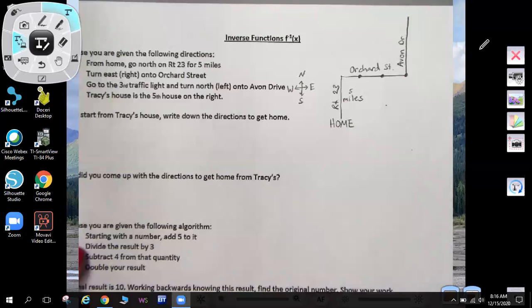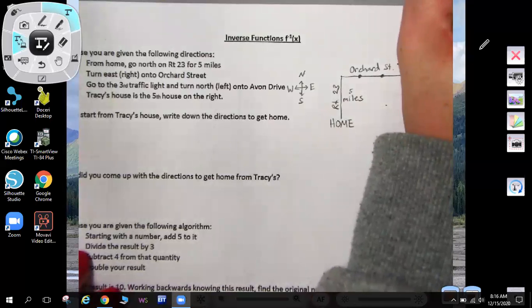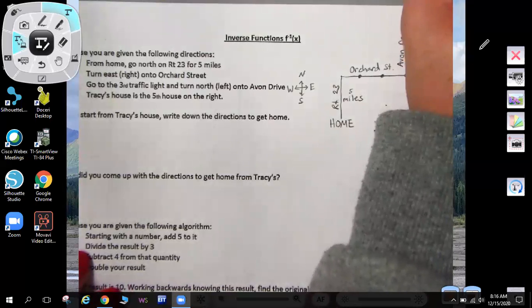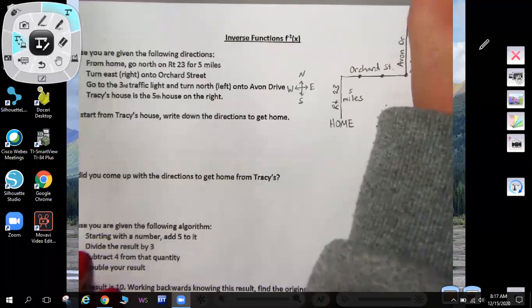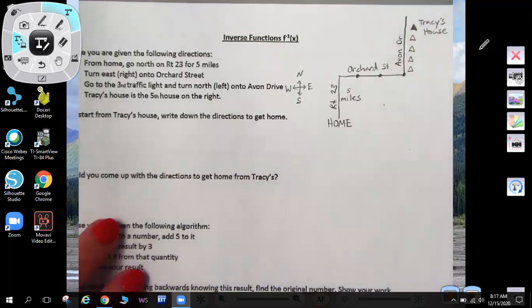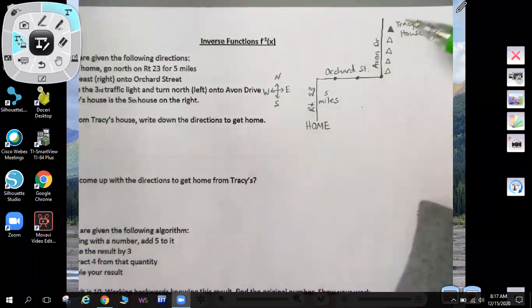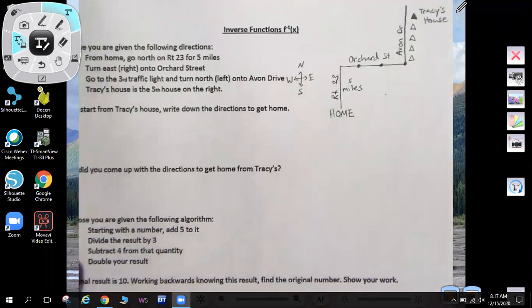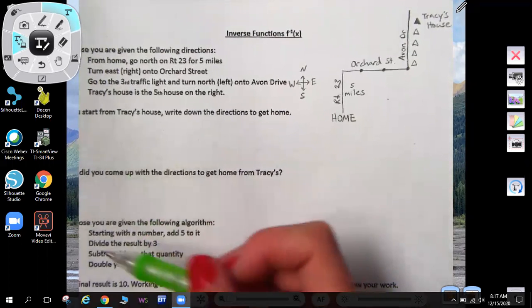Then it says Tracy's house is the 5th house on the right. Here's Tracy's house. Okay, so there's my map. Now, if I'm writing directions from Tracy's house back home, I can just look at my map. So it says, if you start at Tracy's house, write down the directions to go home.